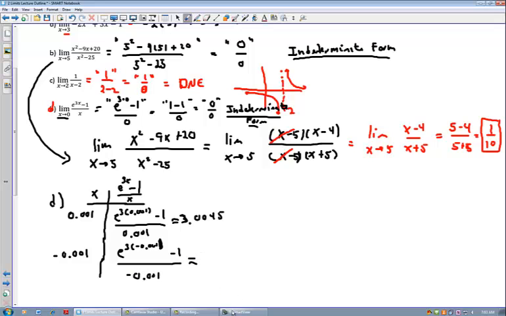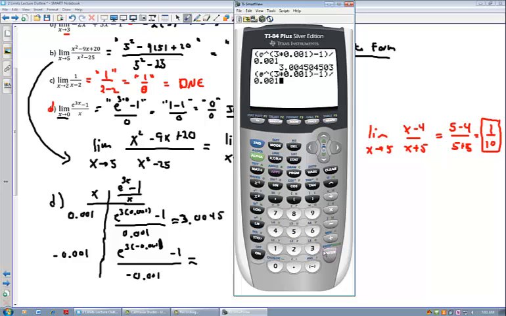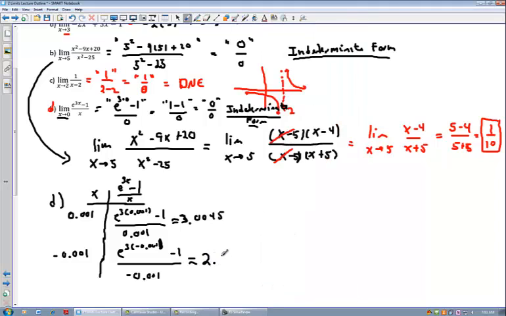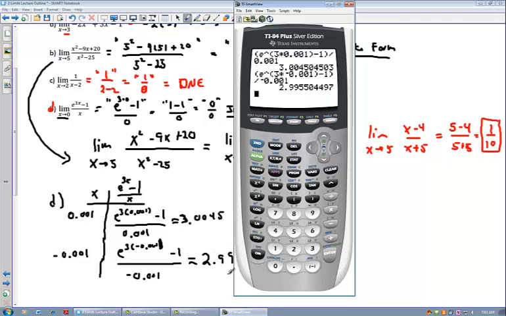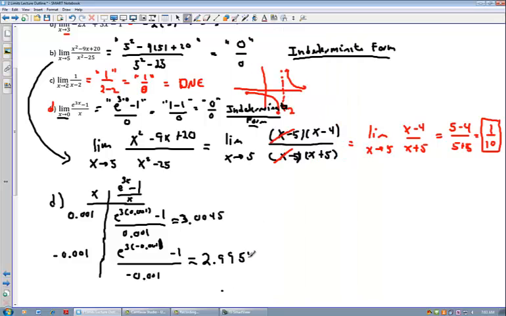And again, I'm going to put this into my calculator and try to speed things up. I'll just hit second entry, and then I'll insert a negative sign here and a negative sign here, and I get out 2.9955. So from the right, it looks like it's approaching 3. From the left, it's approaching 3. So this implies that the limit as x goes to 0 of e to the 3x minus 1 over x is actually equal to 3.